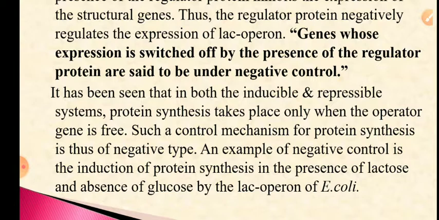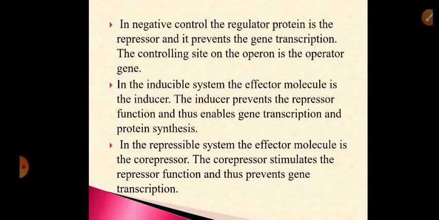Okay. So an example of negative control is induction of protein synthesis in the presence of lactose. As soon as lactose becomes available, in the presence of lactose and in the absence of glucose, the lac operon is expressed and protein synthesis takes place. In negative control, the regulator protein is the repressor. The repressor is a protein synthesized by the regulator gene, and the repressor prevents gene transcription. The controlling site is the operator gene of the lac operon.